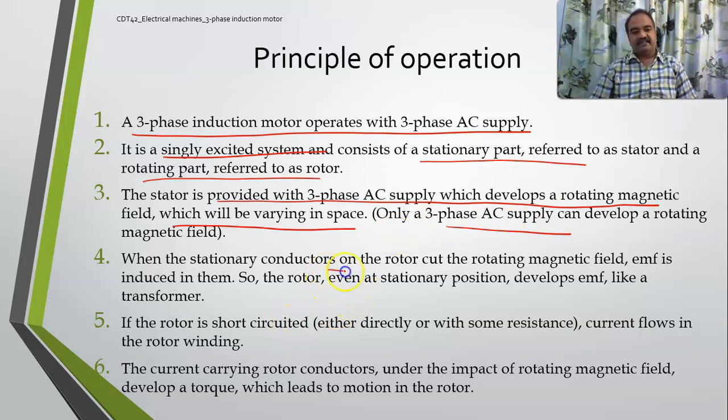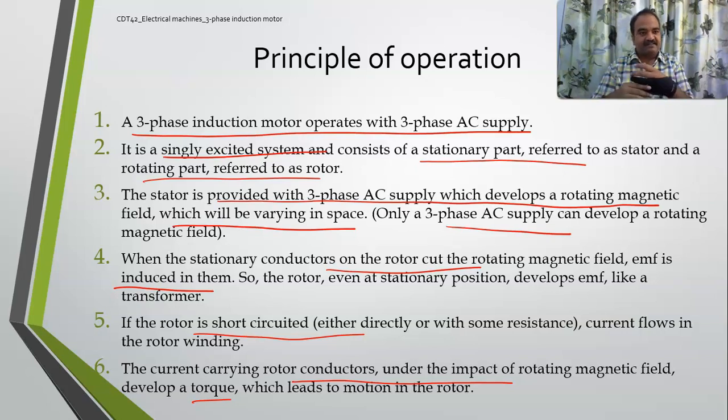Now, when the stationary conductors on the rotor cut this magnetic field, what will happen? EMF is induced. This is the principle of the transformer, right? So a three-phase induction motor, under stationary conditions, is just like a transformer. What additionally are you doing? The rotor is being short circuited, either directly or through some external resistance. Current flows. Automatically, there is a local magnetic field. Now current carrying conductors, under the impact of magnetic fields, will develop a torque, which leads to the motion of the rotor. If you are not able to provide a motion to the rotor, if it is fixed, then it will just act as a transformer.